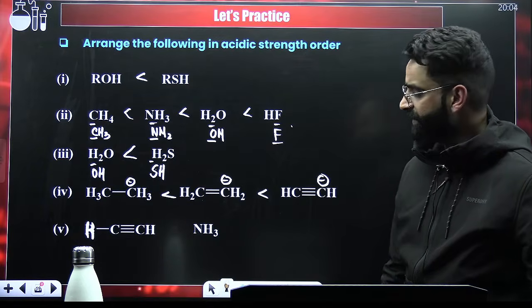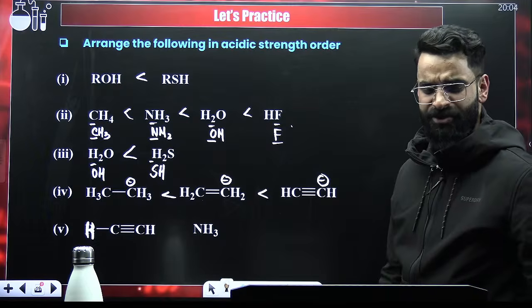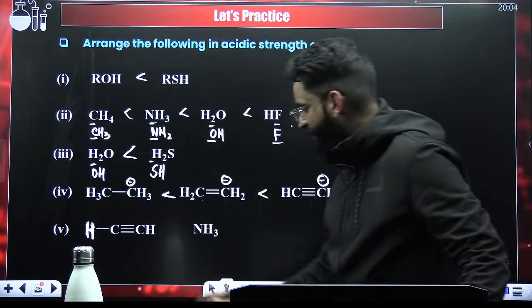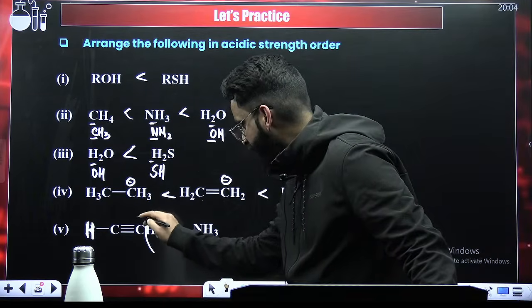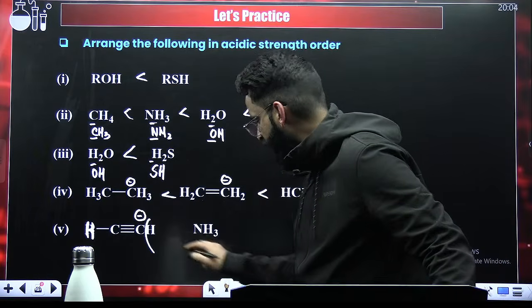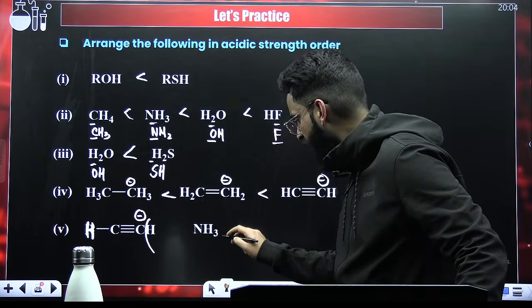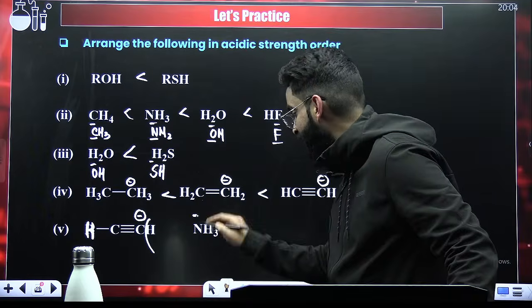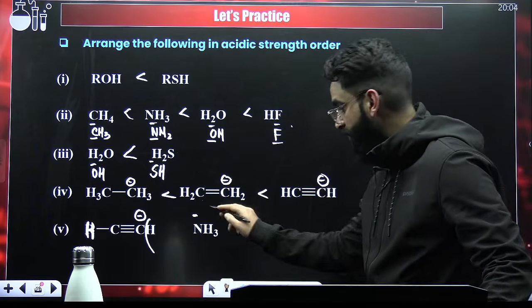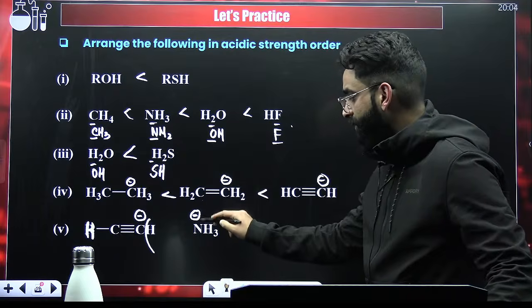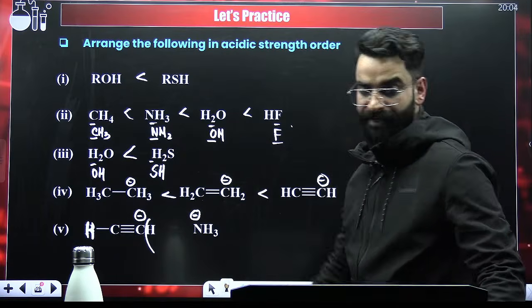Can you compare their acidic strengths? Well, you should be in a position to compare. See, when you take H positive out from here, this will be carbon carrying negative. When you take H positive out from here, it becomes NH2 negative. NH2 negative when you take H positive out, this nitrogen carrying negative, carbon carrying negative.